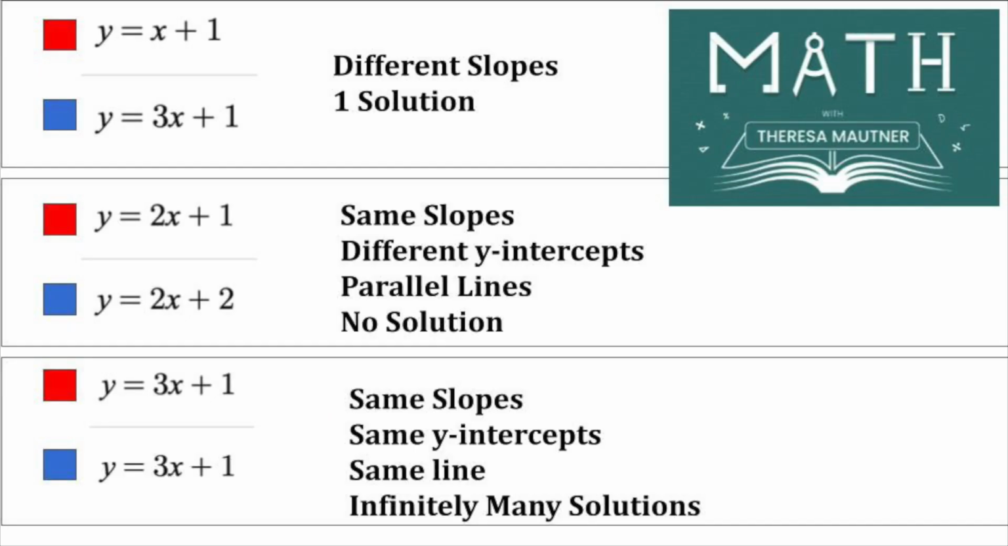As you can see from these example problems, it's important to understand these 3 different situations that can happen when you have 2 lines. First, you could have different slopes, meaning that there's one solution, one point of intersection. Next, you could have same slopes, different y-intercepts, which would mean the lines are parallel and never intersect, no solution. Lastly, you could have the same slope and the same y-intercept, meaning that those are the exact same line, and therefore there are infinitely many solutions.